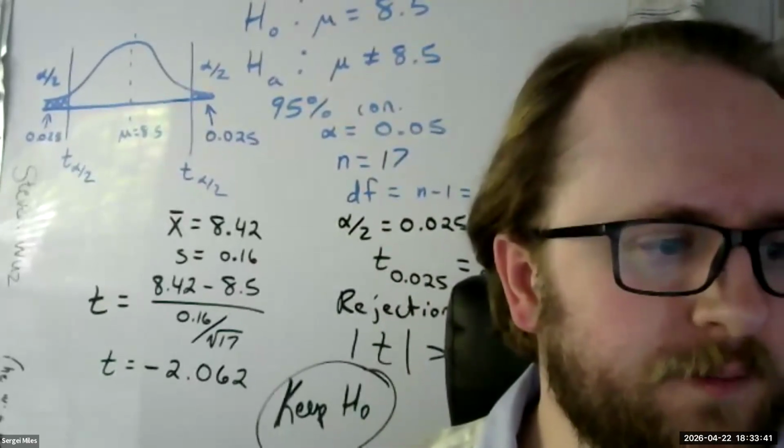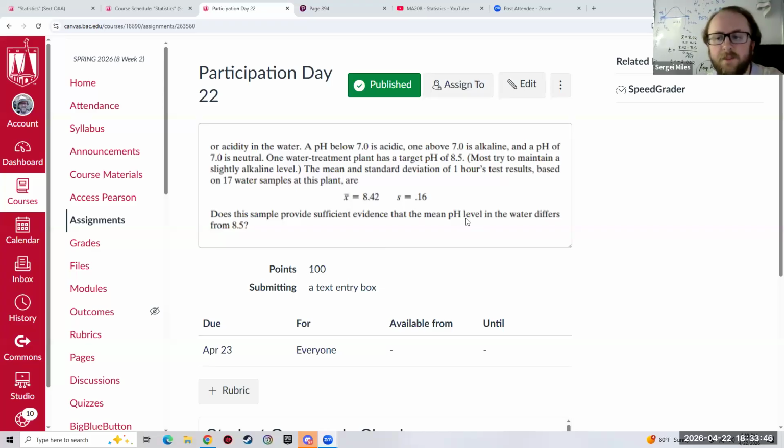So as we go back to the question, what is our final answer? I'll share my screen here again. Do the samples provide sufficient evidence that the pH level differs from 8.5? The answer is no. If we keep the null hypothesis, that means the average is 8.5 still. It just so happens that the sample kind of wavered a little bit, could just be bad luck. But it is not far enough away to suggest that the population average has actually changed. All right. So the answer is no.